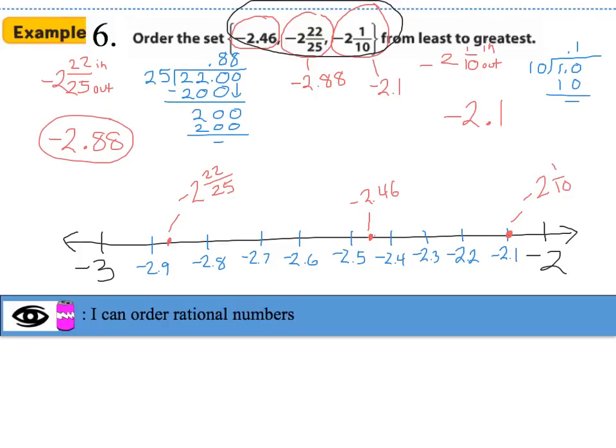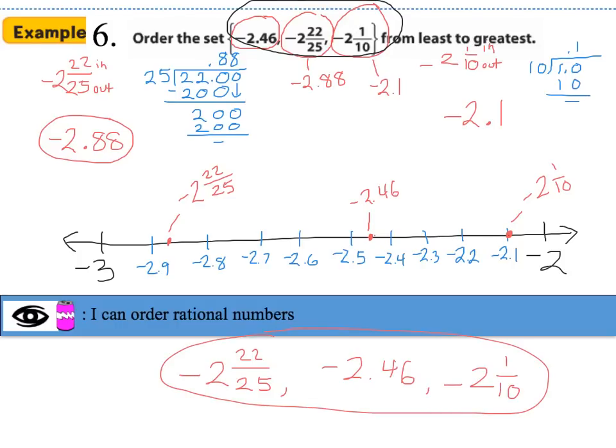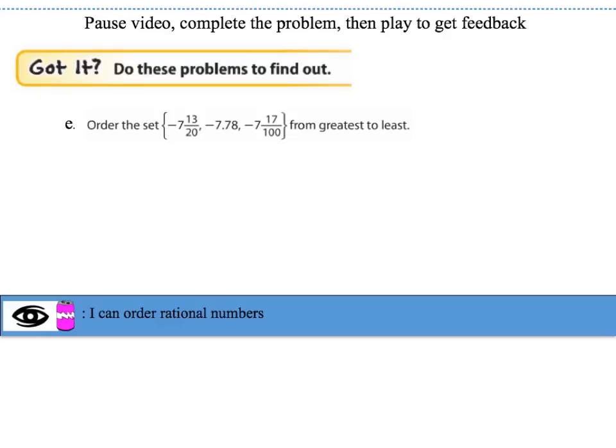I know that the smallest number on here has to be on the left hand side of the number line because it's furthest from 0. So negative 2 and 22 over 25 is the smallest number because it's farthest away from 0, followed by negative 2.46 as the next largest number, and the largest number of all would be negative 2 and 1/10 because it's closest to 0. So these numbers are in order from least to greatest. So pause the video, complete the got it problem, and then play it back for some feedback.